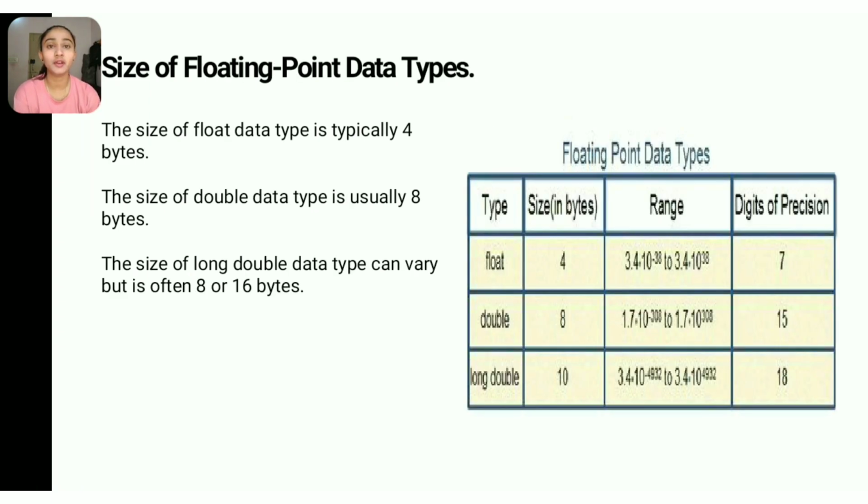Size of floating point data types. Size of float data type is typically 4 bytes. The size of double data type is usually 8 bytes. The size of long double data type can vary, often 8 or 16 bytes.